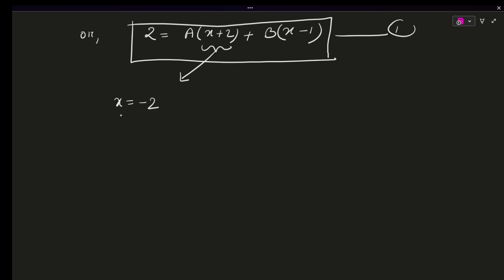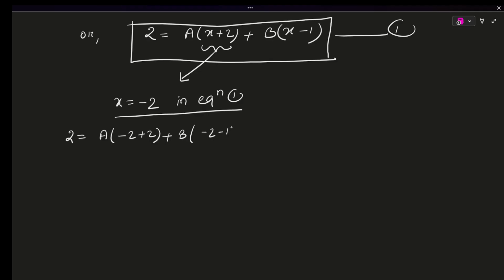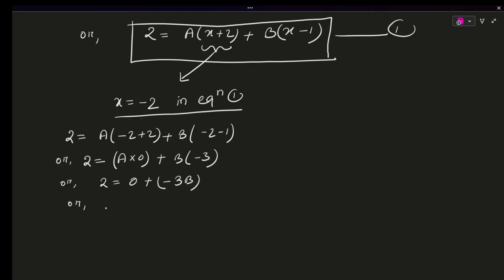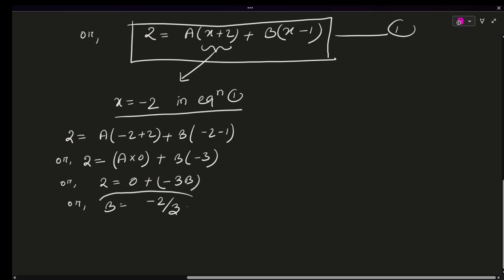So let us see. If we put the value of x equals minus 2 in equation 1, we will get 2 equals A into (minus 2 plus 2) plus B into (minus 2 minus 1), or 2 equals A into 0 plus B into minus 3, or 2 equals 0 plus minus 3B, or B equals minus 2 upon 3. So here we get the value of B.